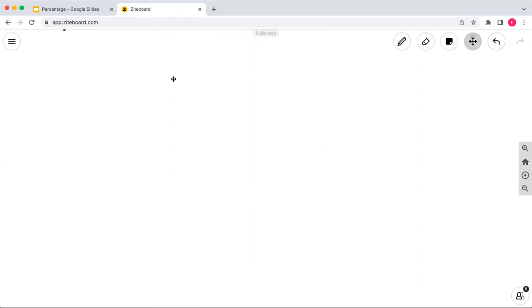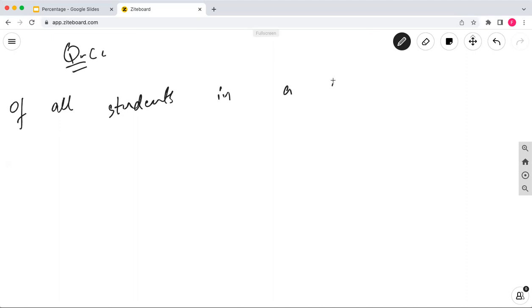And one last thing, and then we'll proceed to the questions. I will just show you how ETS crafts a question regarding percentages. It will be a quantitative comparison question. And the question is that of all students in a class, 75% choose physics as a subject.